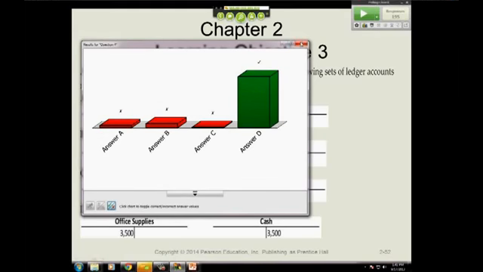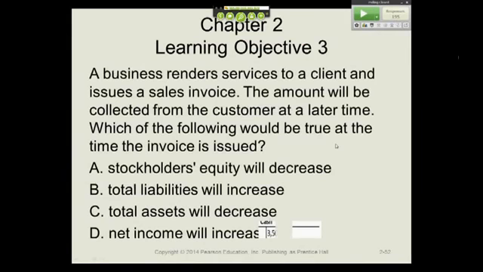All right, let's go to the next one. A business renders service to a client and issues a sales invoice. The amount will be collected from the customer at a later time. Which of the following will be true when the invoice is going to be issued?